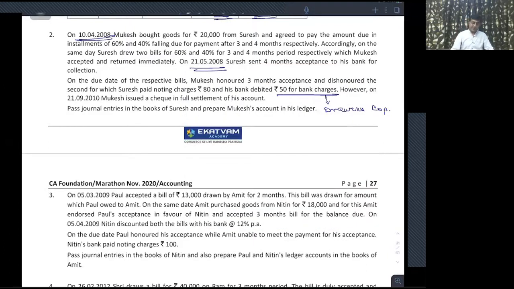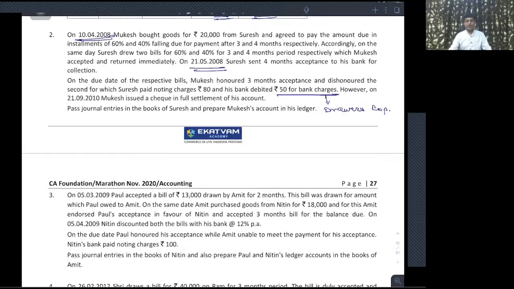The very first will be Mukesh account debit to sales account rupees 20,000. Second entry will be what? For the bill drawn. Entry will be bills receivable account debit to Mukesh account rupees 20,000. Then the next entry for the bill of rupees 8,000 sent for collection, entry will be bills for collection account debit to bills receivable account 8,000.